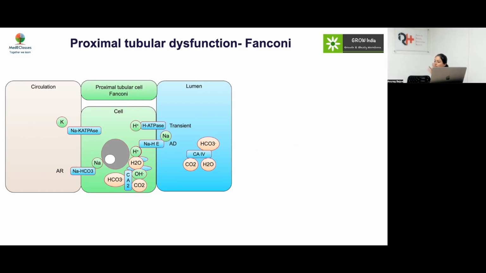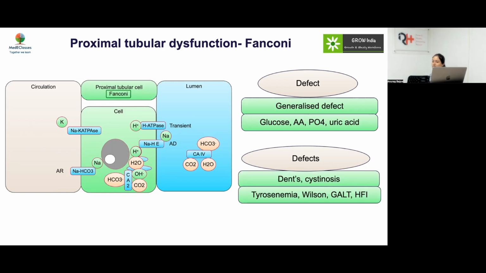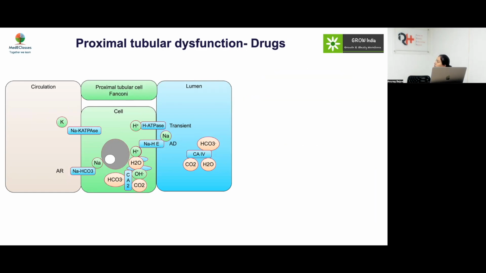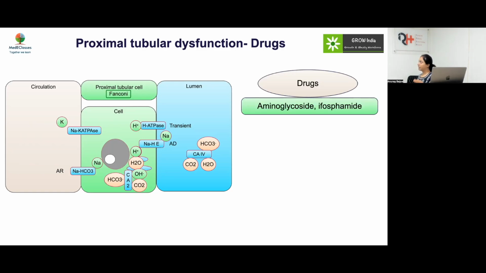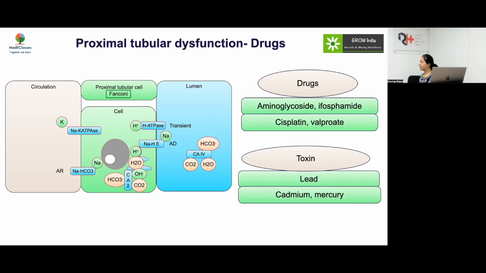Fanconi syndrome is a diffuse proximal tubular injury wherein you're losing everything. The common conditions associated with Fanconi syndrome are Dent syndrome, cystinosis, tyrosinemia, Wilson, galactosemia, hereditary fructose intolerance, Lowe syndrome. Proximal tubular dysfunction due to drugs, again, if you think about it, will cause a Fanconi-like syndrome because it will cause cellular damage in the proximal tubular cells. Commonly implicated drugs are the aminoglycosides, your gentamicin, tobramycin group of drugs, anti-cancer drugs like ifosfamide, cisplatin, or heavy metal poisoning like lead, mercury, and cadmium.